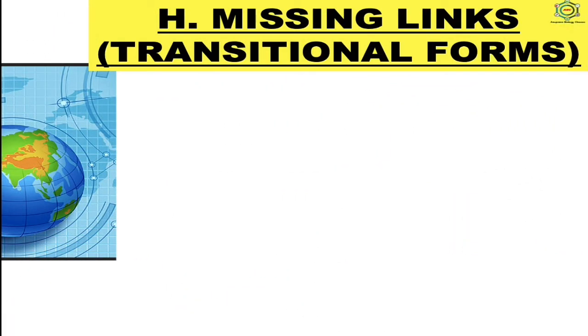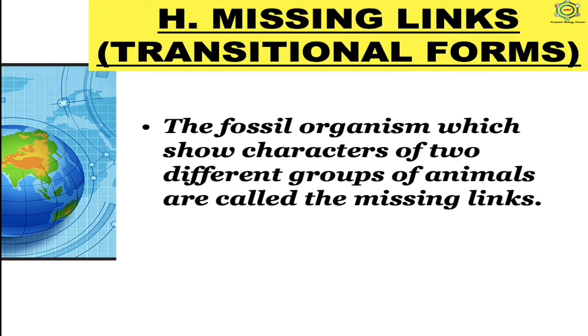Now, after this, you can see the missing links, that is transitional forms. So, what are missing links? The fossil organisms which show characters of two different groups of animals are called the missing links.